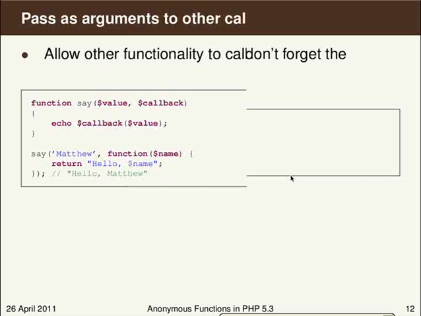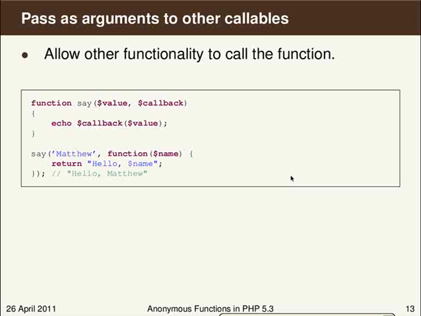So I mentioned passing it around. You can pass it as an argument to other callables. Now, in this particular example, I'm defining the anonymous function inline. I could have also defined it and assigned it to a variable and passed it as well. So we've got a number of different ways to do this.